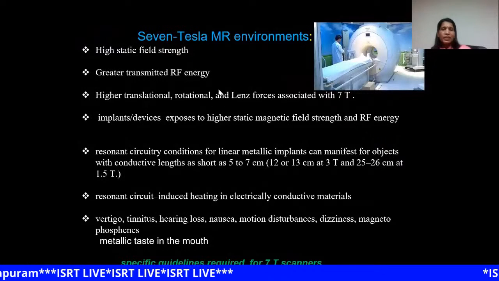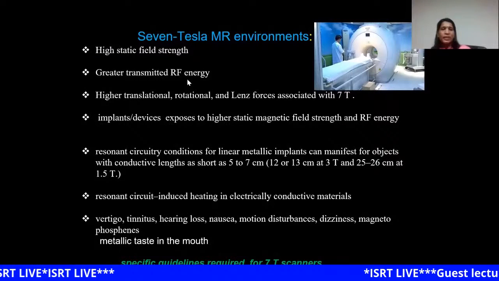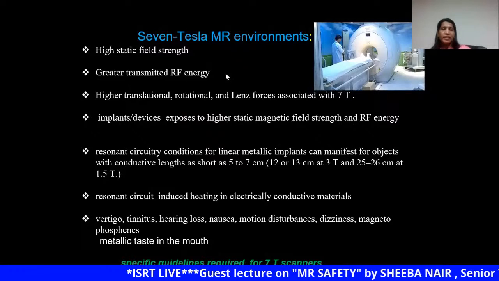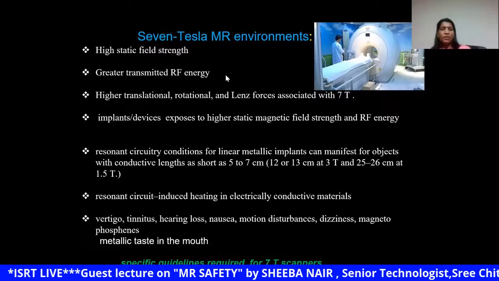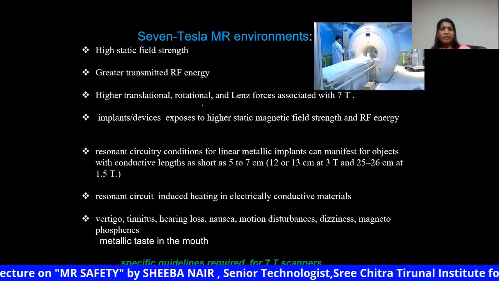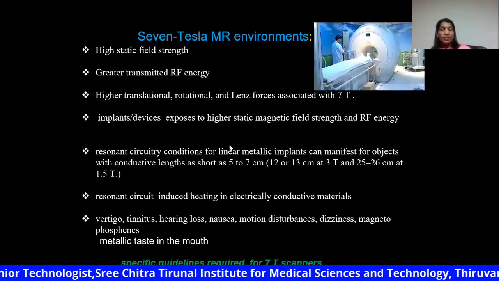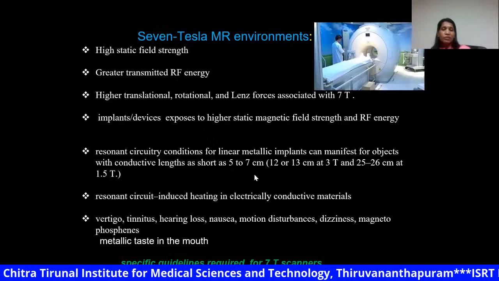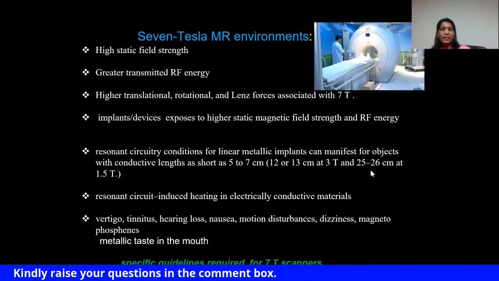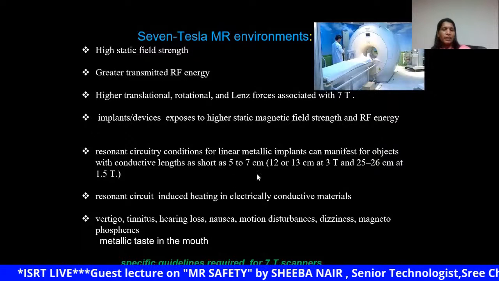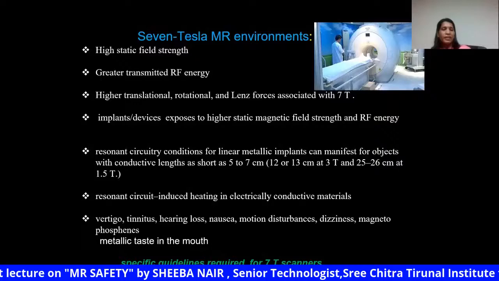Another concern is the 7 Tesla MRA. The concerns with 7 Tesla are the higher field strength and greater RF energy. The translational and rotational forces on the implant are very high, and there is also resonant circuit formation. In 1.5 Tesla and 3T, a resonant circuit forms only at a greater length. But with 7 Tesla, a length of 5 to 7 centimeters will form a resonant circuit, and heating can occur in a 7 Tesla.